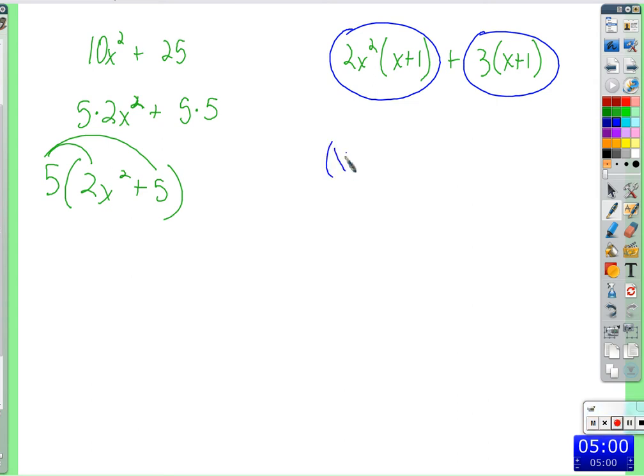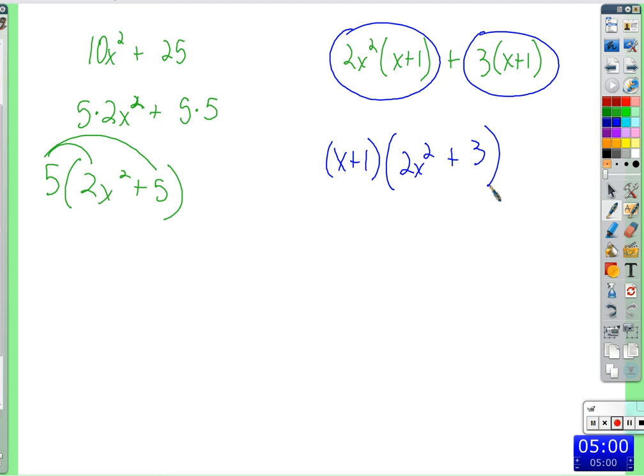Alright, so x plus 1 is the common factor we're factoring out. Let's see, I have x plus 1 times 2x squared. Well, then if I factor out x plus 1 from that term, I get 2x squared. From this term, you get 3.